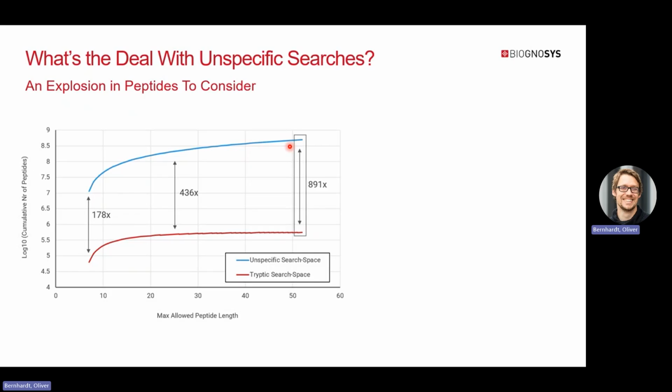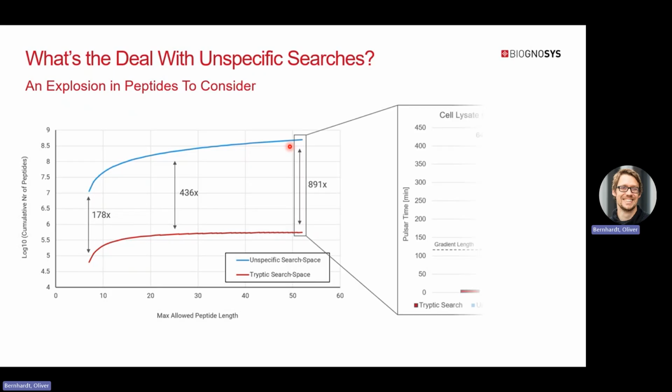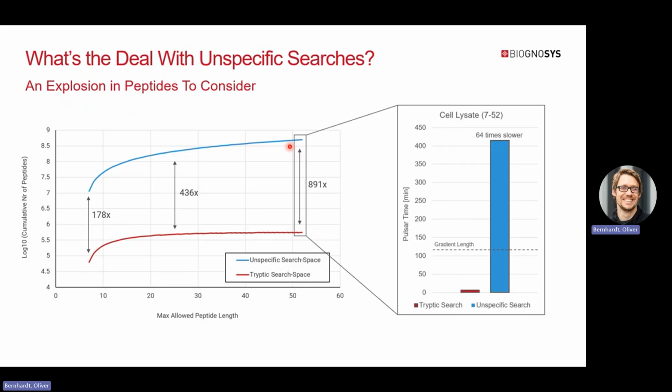Obviously, this increase in search space also leads to a massive increase in search time. You can see here that for an example cryptic search, you usually are done within 10 minutes in terms of search time, while the same sample searched with an unspecific search setting would take up to 64 times more time. In this case, about 420 minutes in total.